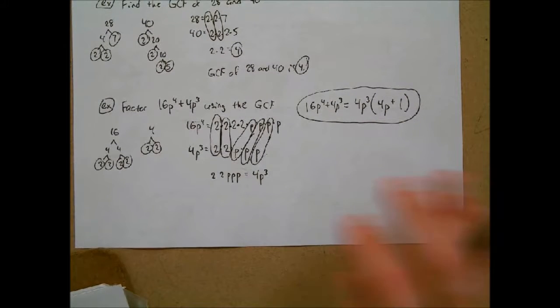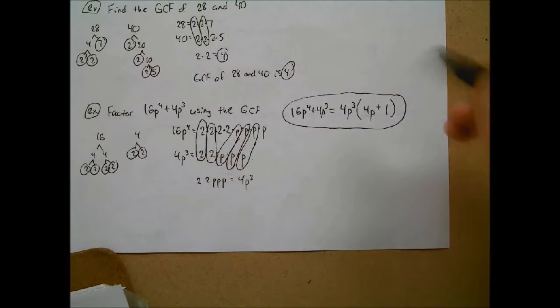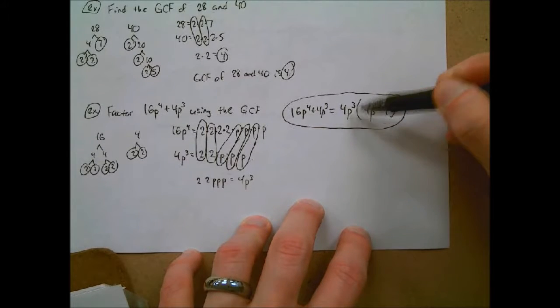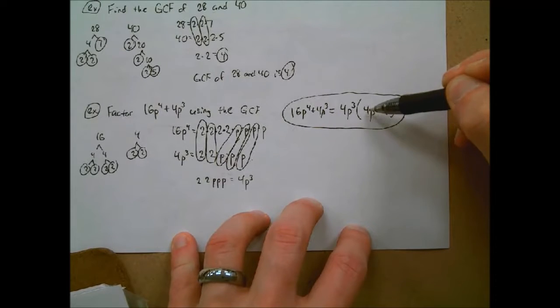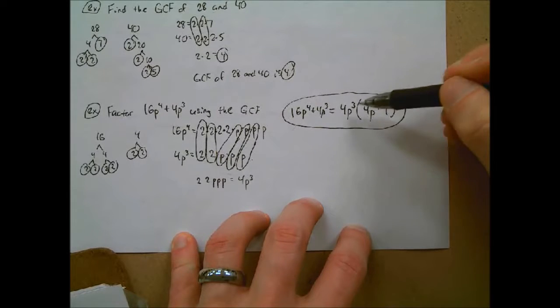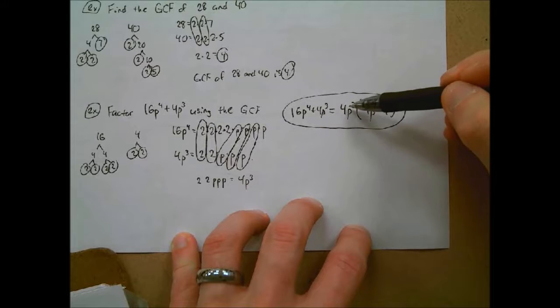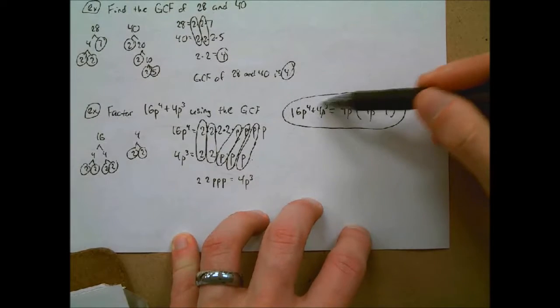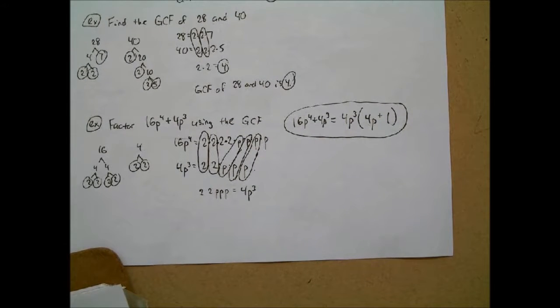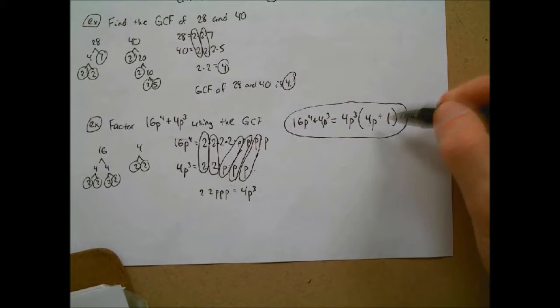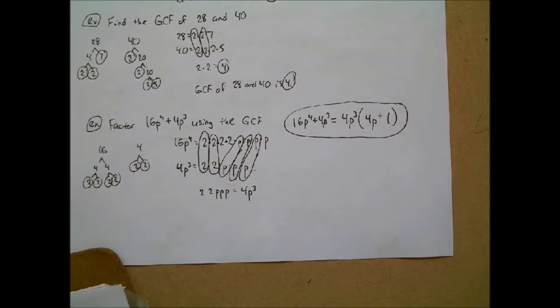It's wrong, exactly. And you might be wondering where this is coming from. Well, think about it this way. If I were to redistribute this, because I have something in front of the parentheses, what's 4 times 4? 16. And then p to the third times p would be p to the 4. There it is, 16p to the 4. If I distributed the 4p cubed times the 1, it would be just 4p cubed. So what we're doing here is the reverse of the distributive property. We are undistributing, and we're not undistributing a random number. We are taking out the greatest common factor so that there's nothing else in common between these two things. That's factoring using the GCF.